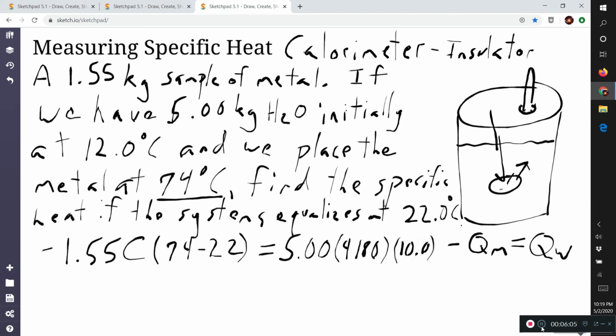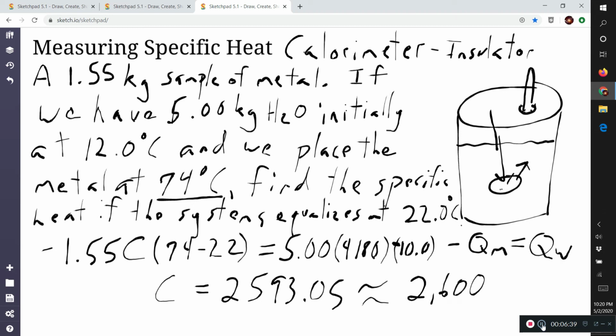So you can solve for the C on the left, sorry, that should be negative 10 in there because it went up. And I got a specific heat of 2593.05. With sig figs, the metal at 74 degrees Celsius has 2 sig figs, so that's going to be 2,600. And the unit for this is joules per kilogram Kelvin, or joules per kilogram degrees Celsius.